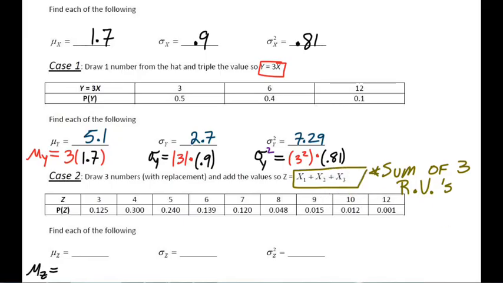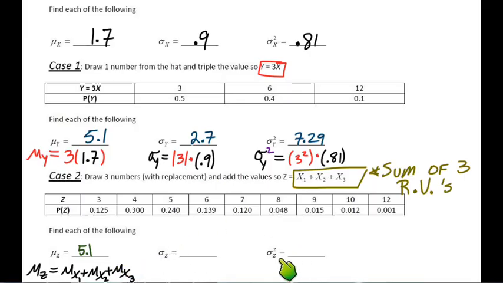So for the mean, we would just say, what's the mean of x1 plus what's the mean of x2 plus what's the mean of x3, which we know the mean of x actually. It's 1.7 for each one of those guys. So 1.7 plus 1.7 plus 1.7 gives us 5.1 for our mean. Okay. So no major surprises there.